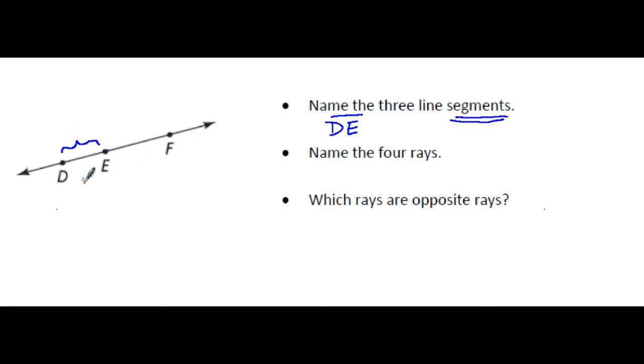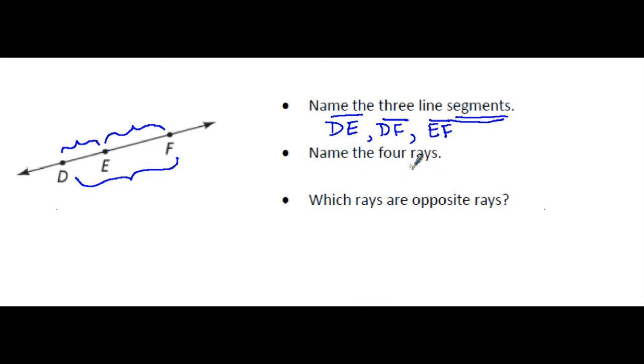So we were talking about starts here, ends here. I could have used, say, DF. So starts at D, ends at F. That would be another segment. I could also use EF. EF could be another example. So E, F, and then a line right there. So there's 3 right there. So that's what segments are.